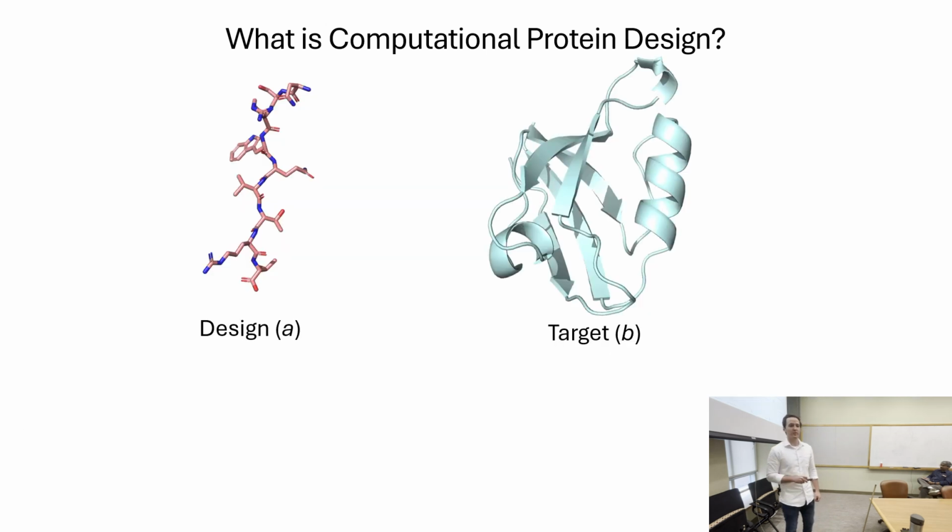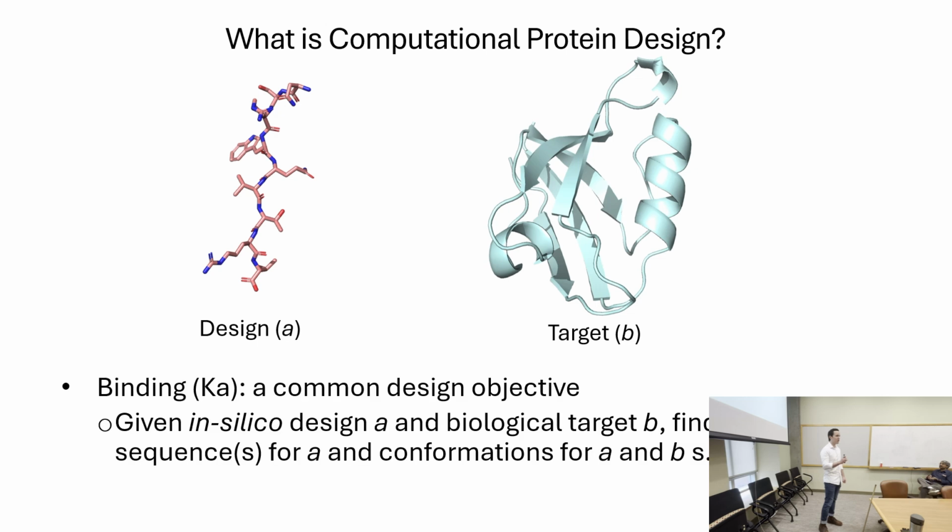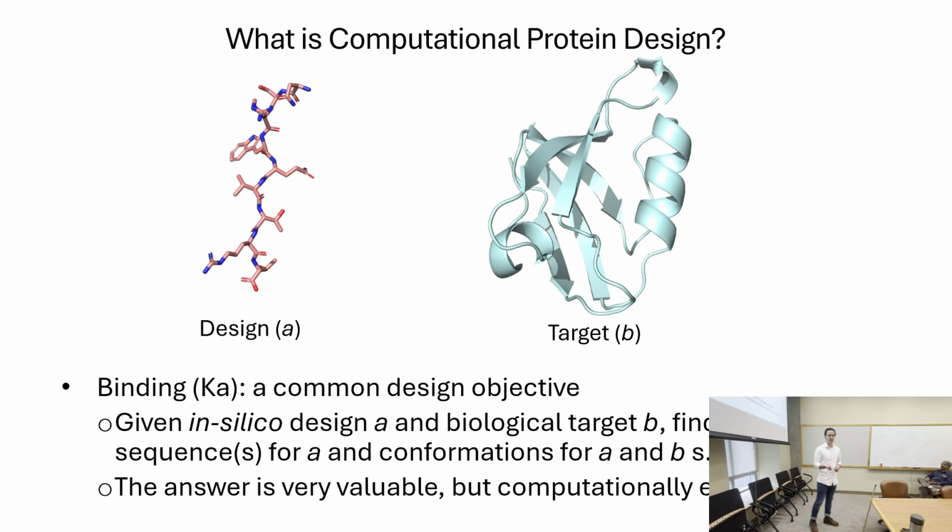So that's also compatible with this generalized three-step workflow for computational protein design. To put this a little bit more formally, let's consider that we have a design A and a biological target B. A very common objective, and the one I'll talk about today, is determining binding of two proteins in silico. So given in silico design A and biological target B, find both sequences and conformations for A and conformations for B such that A binds B. Note that we're looking over shape for both, but specifically identity for A, obviously because we wouldn't be doing mutations to a biological target.